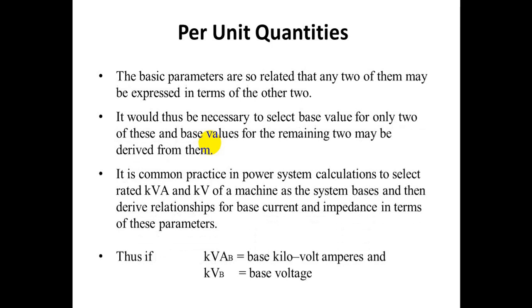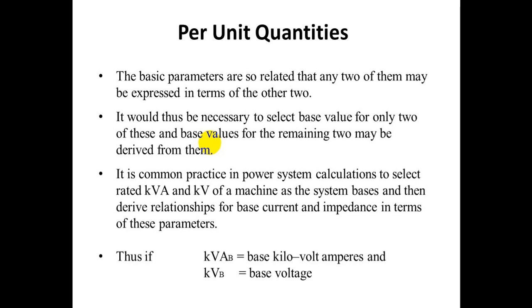So how do we solve the per unit system? The basic parameters are so related that any two of them may be expressed in terms of the other two. So it is necessary to select the base value for only 2 of these variables. Whether we consider the voltage, power, current or impedance, we take any 2 of them as the base values, and the base values of the remaining 2 will be derived from them, and we're going to see the derivation.